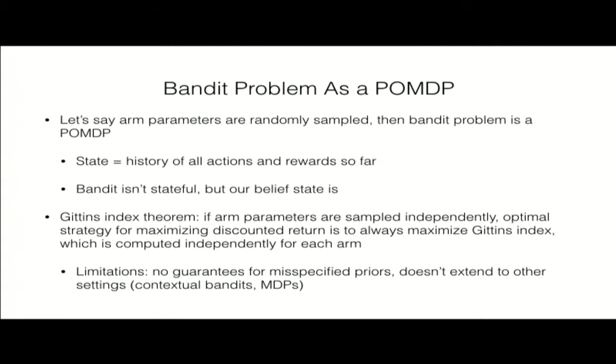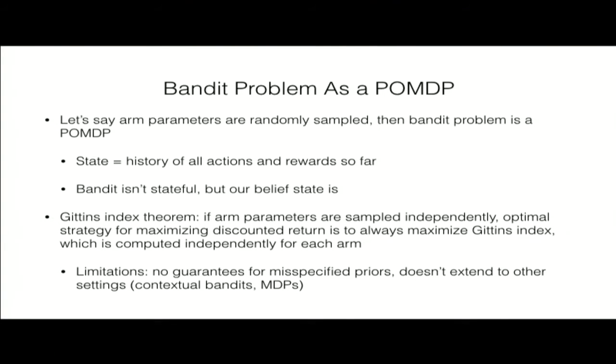So that's a pretty nice result. And people were pretty excited about this when they saw the result. Unfortunately, there are a couple of limitations of it. First of all, it assumes you're in this Bayesian setting where you have a prior distribution on everything, and it doesn't necessarily provide a good guarantee if your prior is wrong, or if your prior doesn't match the actual prior distribution.